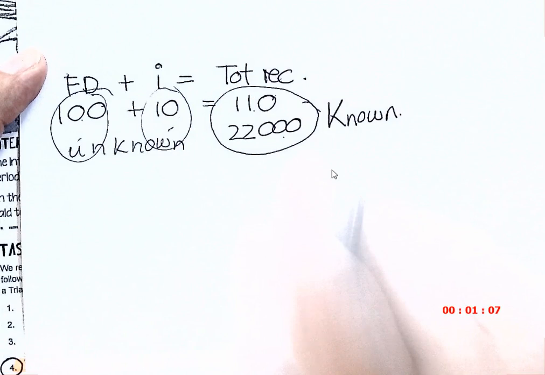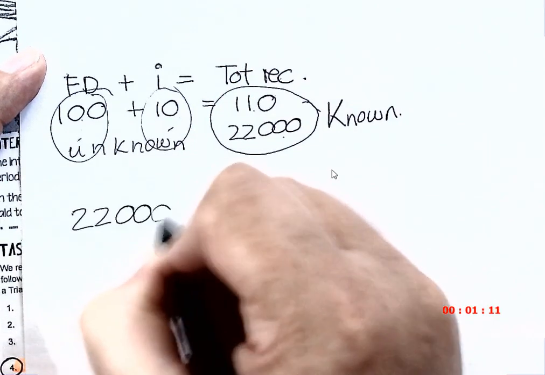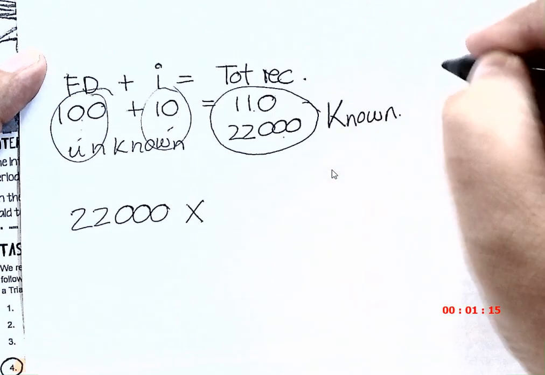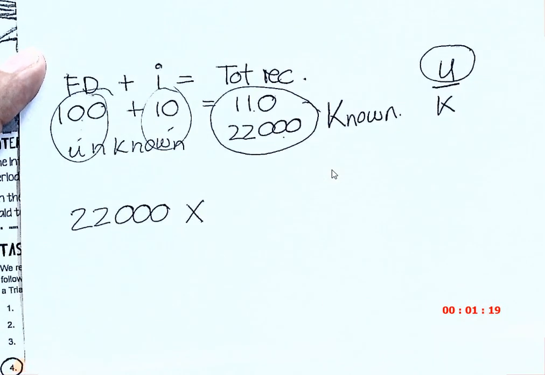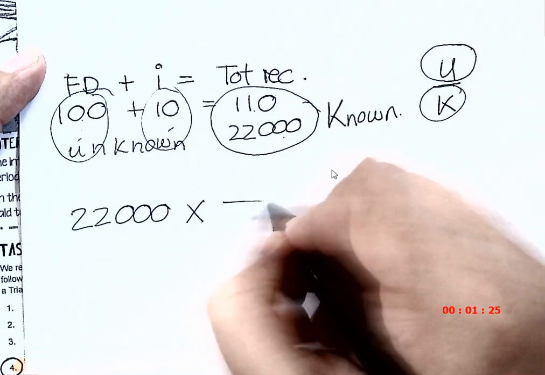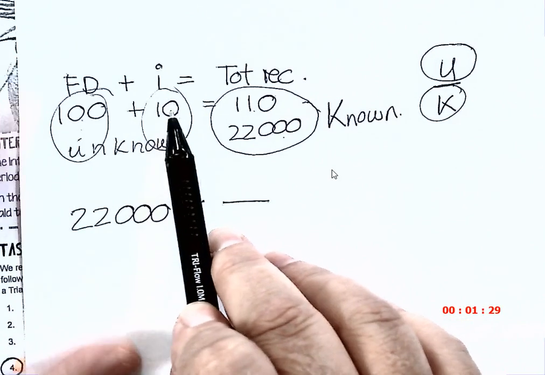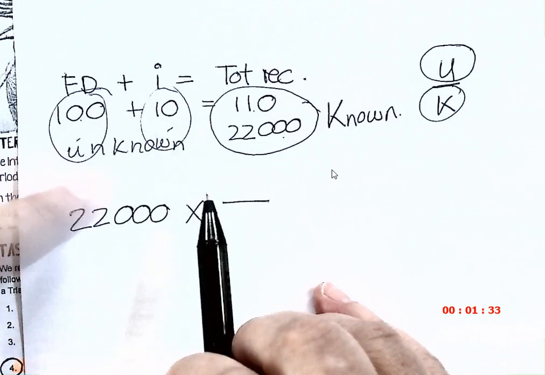So I'm going to take the known. I'm going to say 22,000 times. And can you see my UK method looks like this? I want to put the unknown at the top and the known at the bottom. So, what is unknown? The fixed deposit and the interest. I need to calculate both. So let's do the fixed deposit.